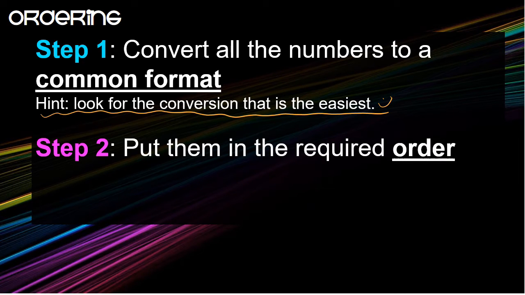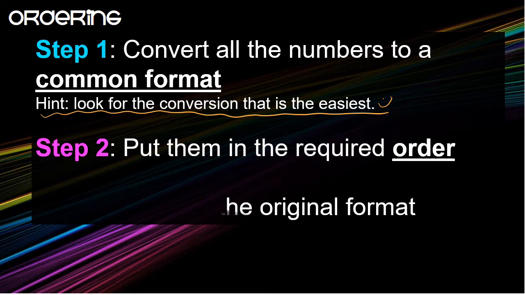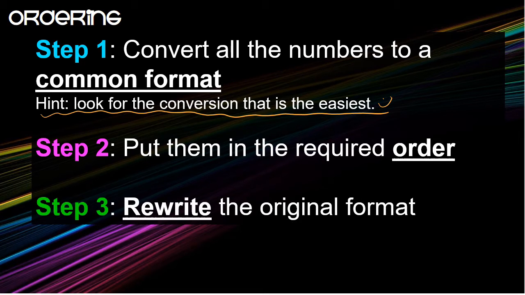In step number 2, you're going to put them in the required order. The question will ask you either least to greatest or greatest to least. My suggestion is that you underline or highlight the order somehow in every problem. Otherwise, it's really easy to overlook what order they should be in. And in step number 3, you need to rewrite the fractions, decimals, and percents in the original format.